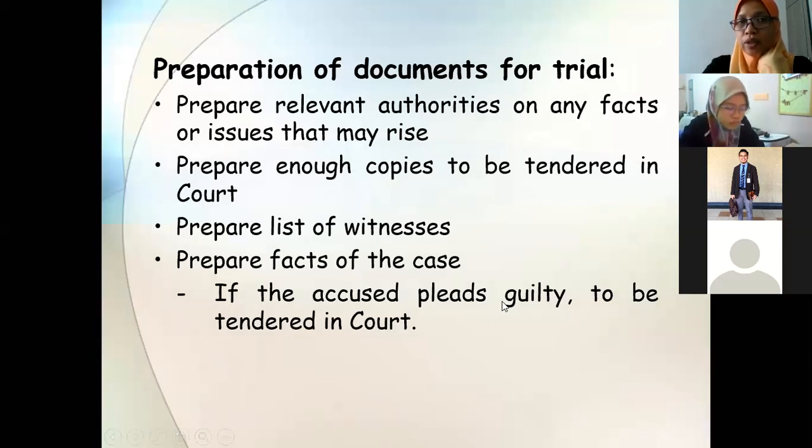Preparation of documents for trial. Prepare relevant authorities on any facts or issues that may arise. Okay? Issues on Section 27, for example. Section 27 of the Evidence Act. Facts leading to discovery. Prepare your facts. Prepare your cases on that.